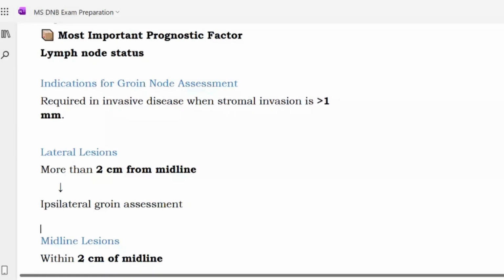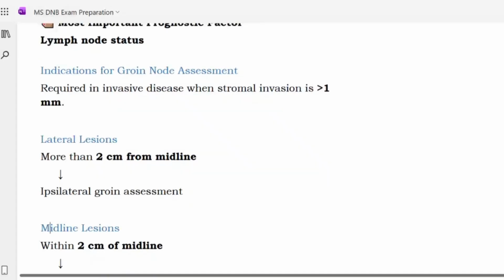Okay, so if the lesion is a lateral lesion, that is the lesion is more than 2 centimeter from the midline, you will go for ipsilateral groin assessment. So if this is the midline and if the lesion is within 2 centimeter of the midline, in that particular case, you will go for bilateral. But if the lesion is beyond 2 centimeter, then ipsilateral groin assessment you will do. Okay. So midline lesion within 2 centimeter, then you will go for bilateral groin assessment.